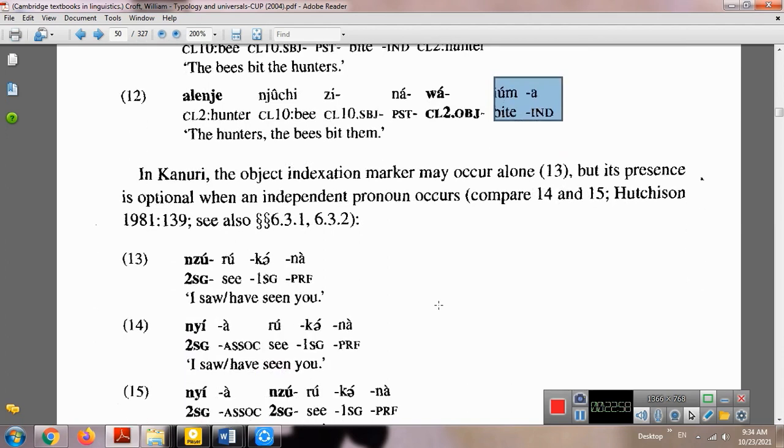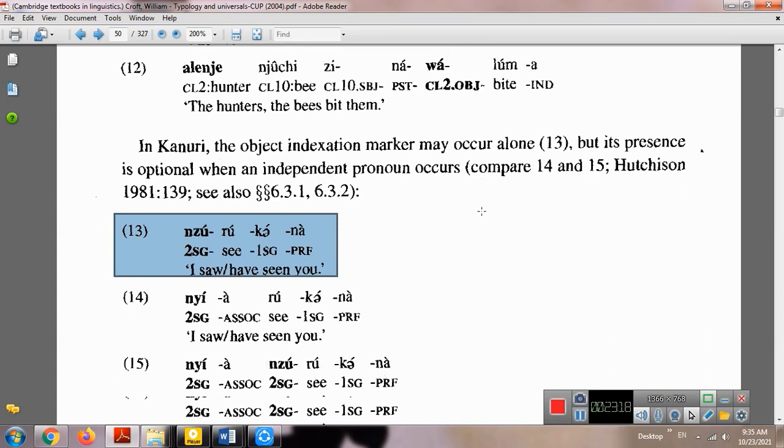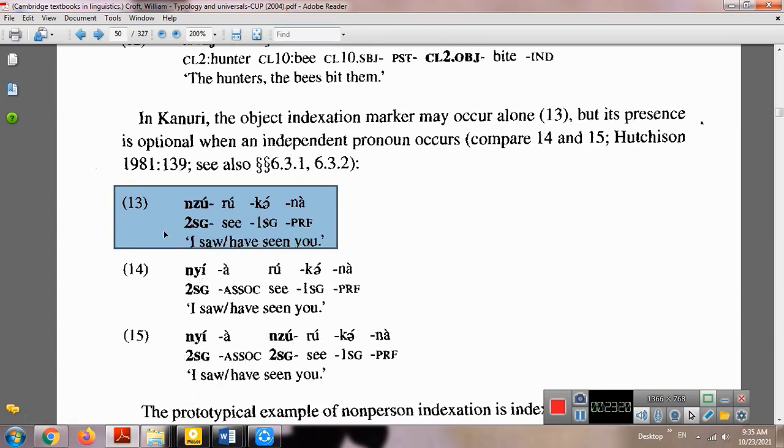In Kanayo, the object indexation marker may occur alone, like here. In this example, the object indexation marker occurs alone, but its presence is optional when an independent pronoun occurs, like here.